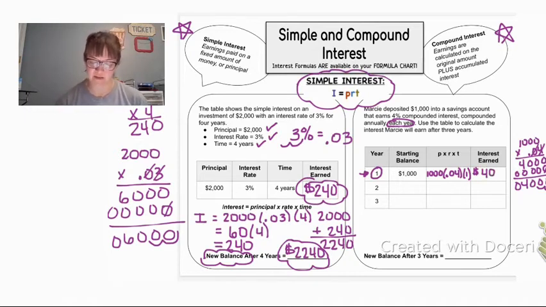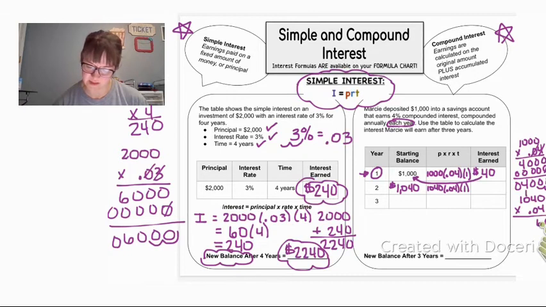Now here's what makes compound interest different. For year 2, you're going to take that $40 and add it to the 1,000. So for year 2, they're going to take the interest on $1,040. So you'll do $1,040 times 0.04 times 1, because this is just year 2, just 1 full year. And so now we'll do that calculation. So $1,040 times 0.04.